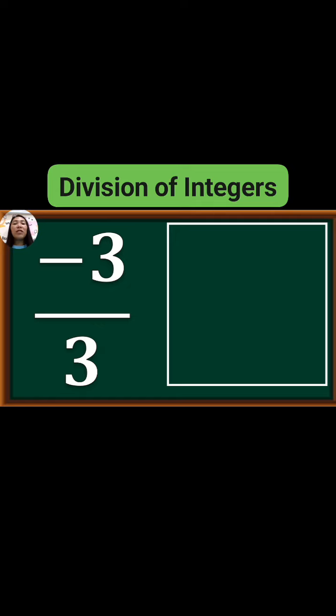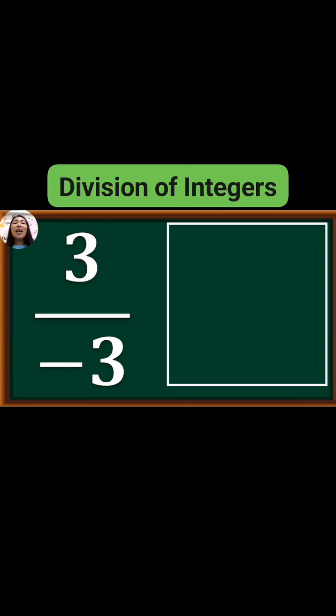Next, they have different signs. The first one is positive and the second one is negative. So the answer is negative because they are unlike sign. 3 divided by negative 3, the answer is negative 1.